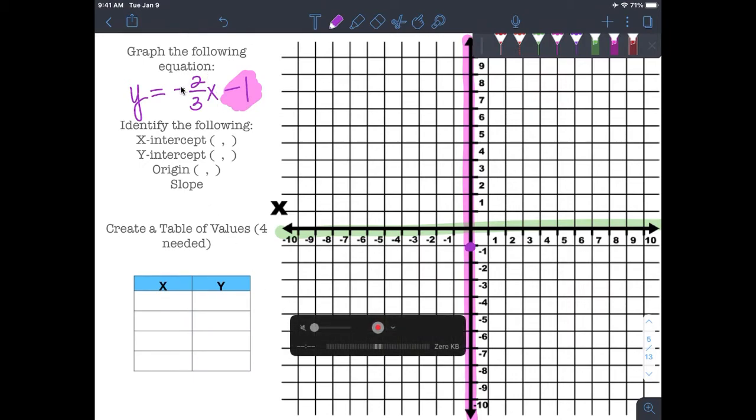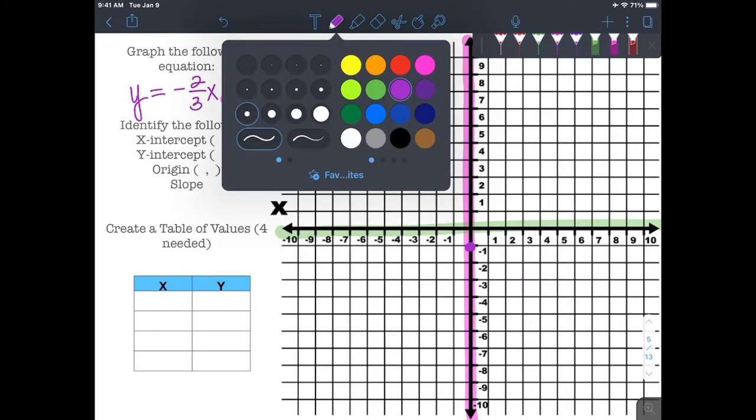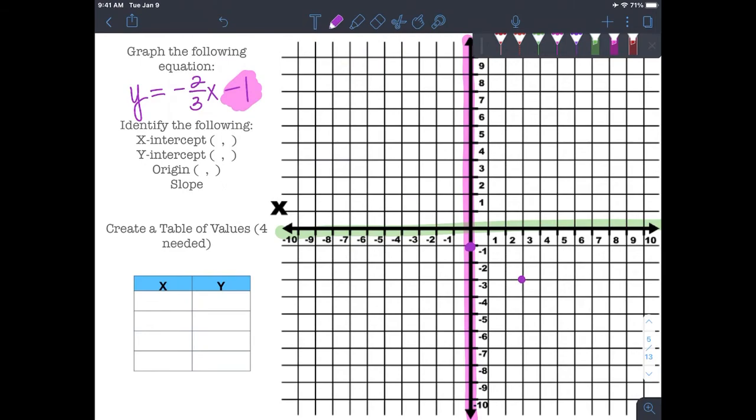And now I'm going to use my slope. Negative 2, 2 down, positive 3, 3 to the right. So 1, 2 down, 3 to the right. I keep going until I run out of graph. I'm going to do the same thing, but in the opposite direction. 2 up, 3 to the right. Now I've officially run out of graph. I can go ahead and connect all my points.